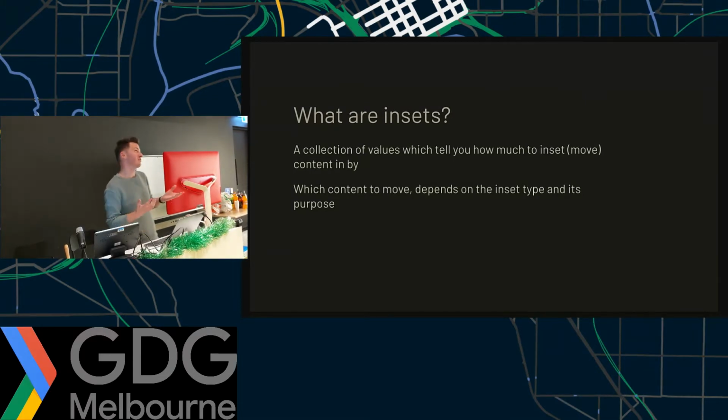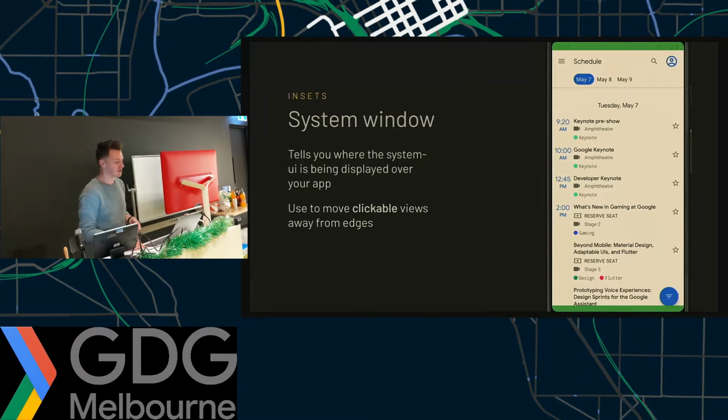Insets are basically rectangles that the system tells you where the system UI, so the navigation bars, are actually displayed over your app. Which content to move and how to move it depends on the inset type. I'll quickly go through the inset types now because there are 5 of them now. The first one is what we call the system window insets. These have been available since API 1 in various forms, but they tell you where the system UI, so the navigation bars, are displayed over your app.